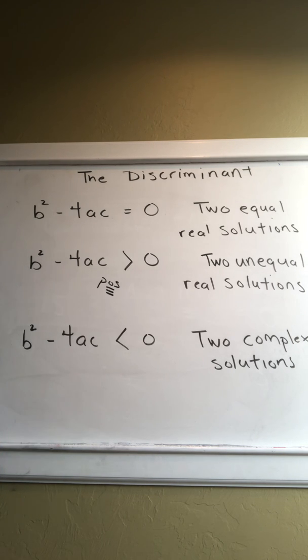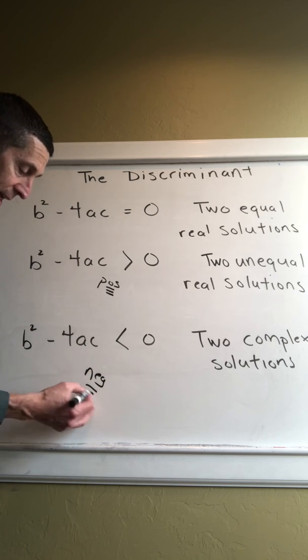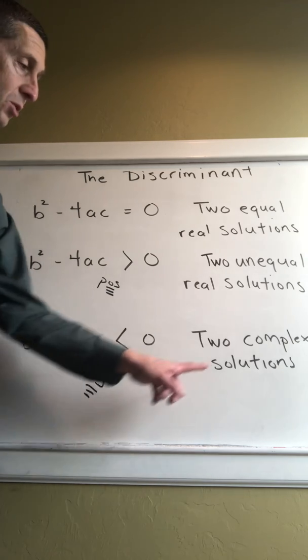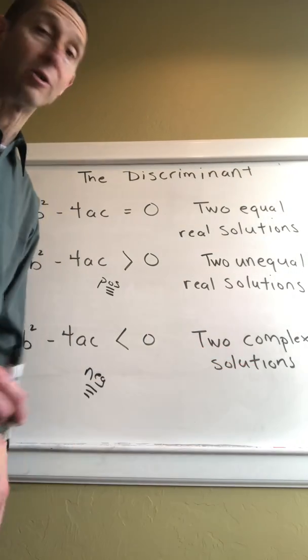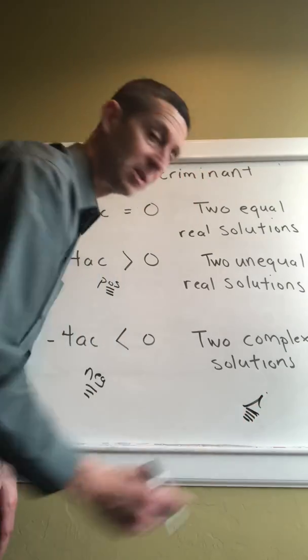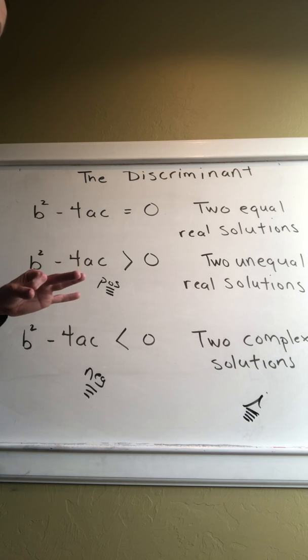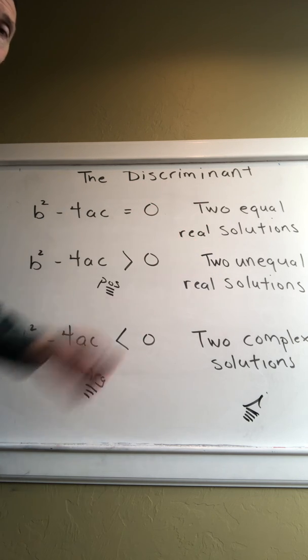And then your third possibility is when you plug your numbers into this small formula and it turns out to be a negative answer, less than 0. You're going to come up with 2 complex solutions. And when you see the word complex, that means you're going to get some i values showing up. So these are your 3 options in dealing with the discriminant. You're going to plug in numbers, get an answer, and identify what that answer means.